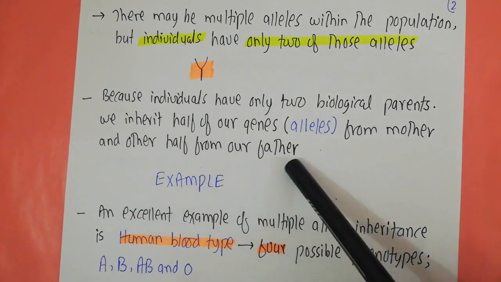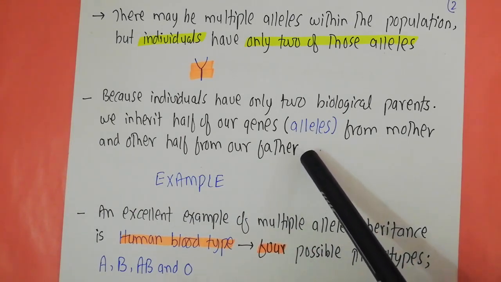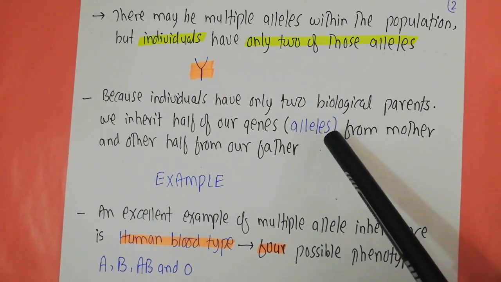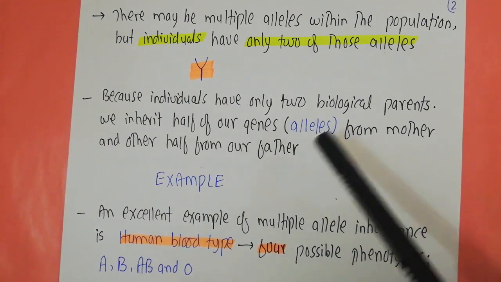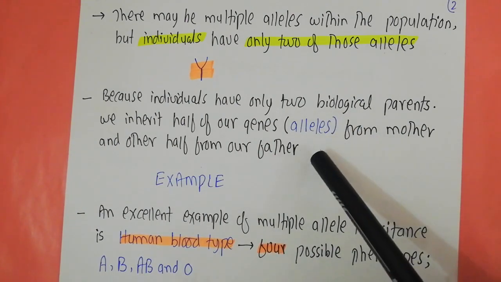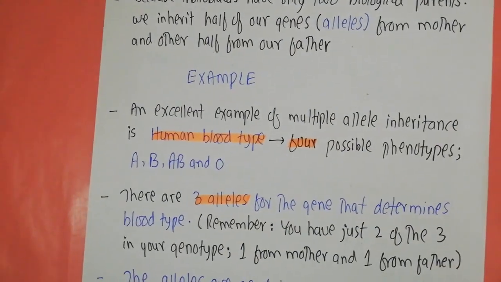and the other half from our father. So if there are more than 2 alleles in a population, an individual will have only 2 of those alleles. It cannot have all of the alleles that are present in the population, because we are inheriting 1 allele from our mother and 1 allele from our father. Let me give you an example of the multiple allele.